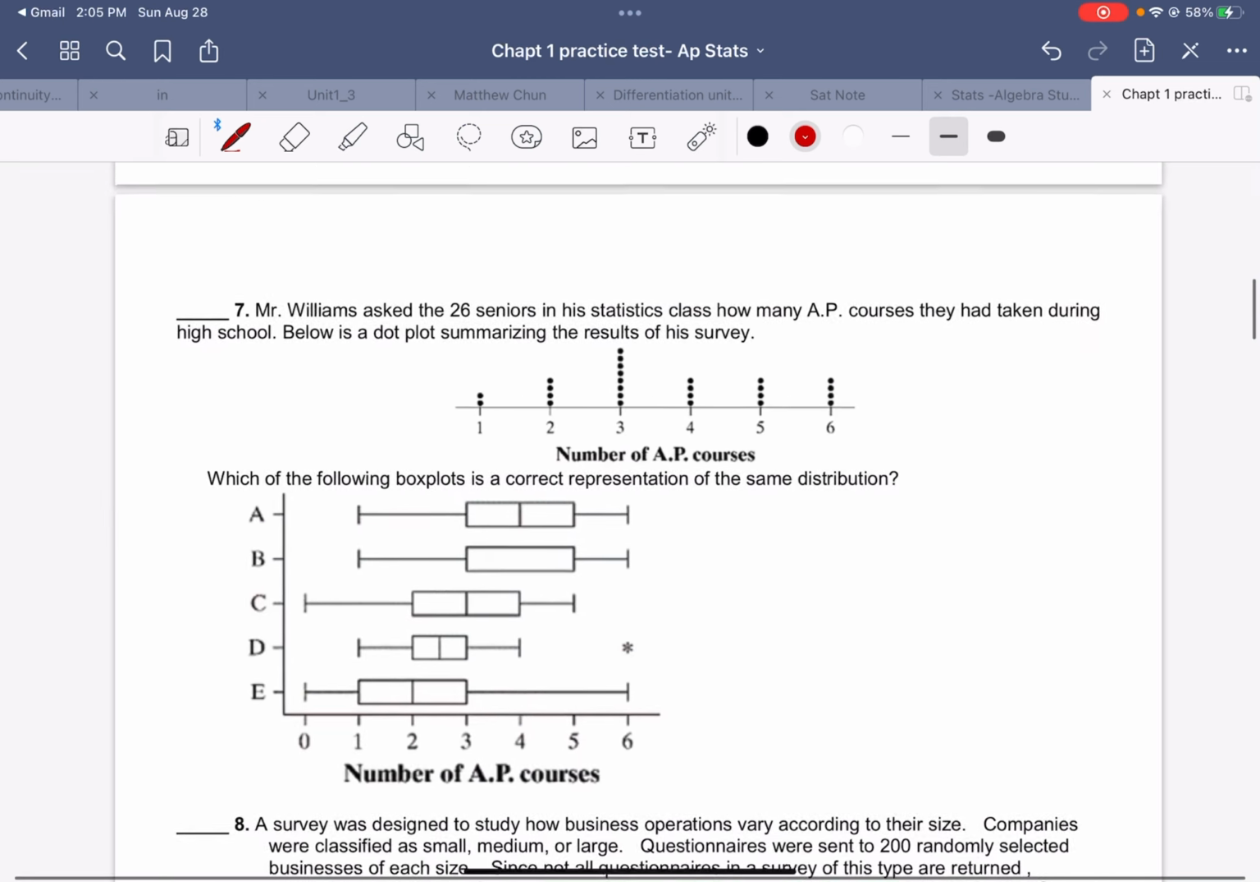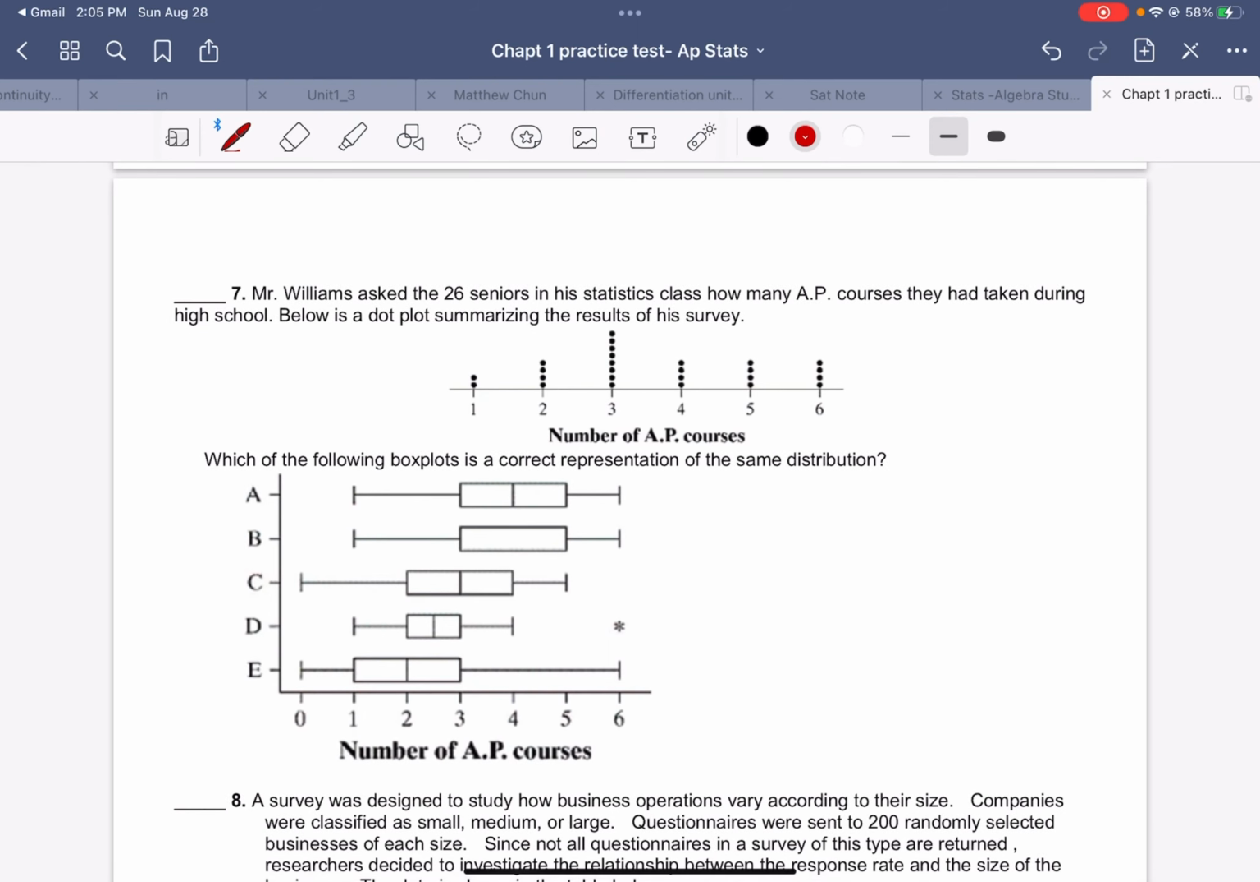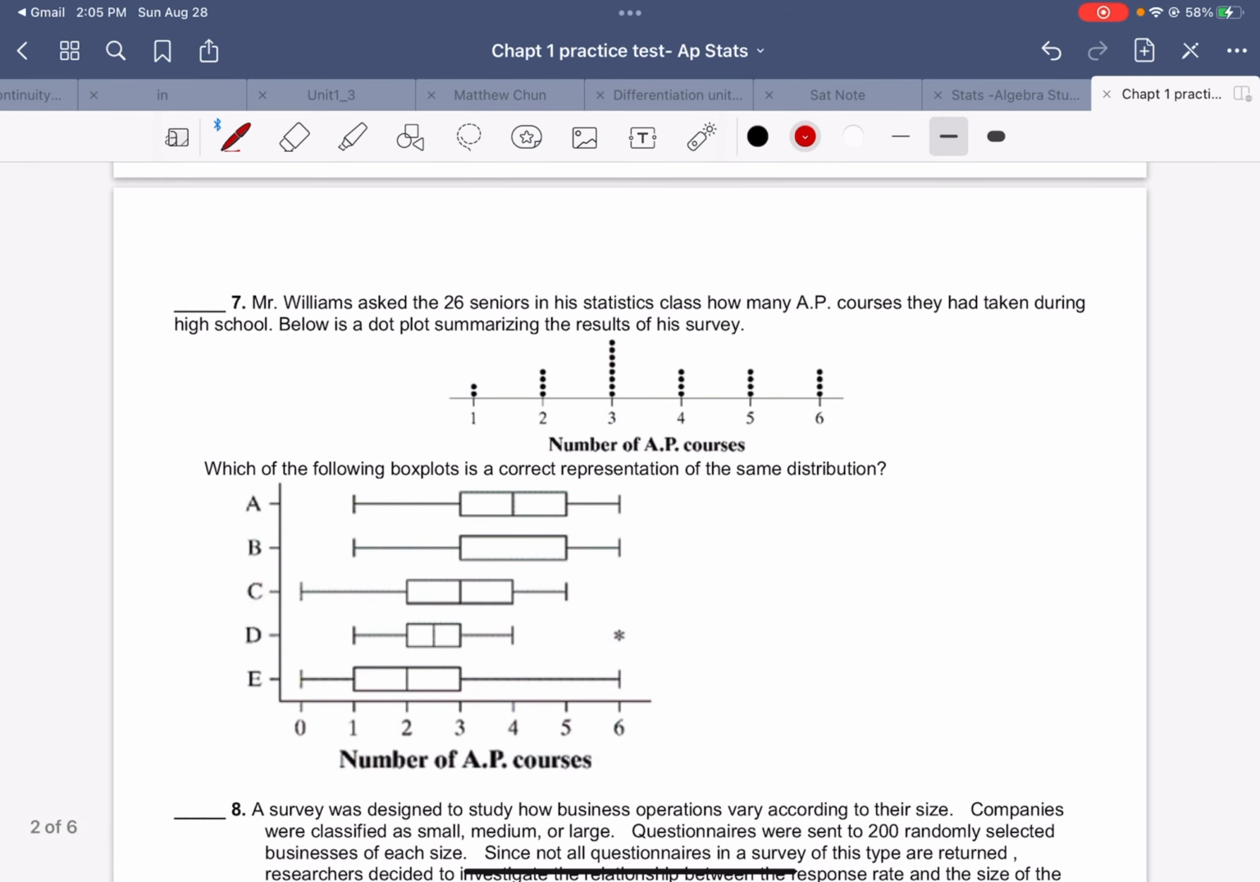Now let's move on. Number 7. So this is only for multiple choice. And then I'm going to upload another video for free response for chapter 1. Okay. Number 7.